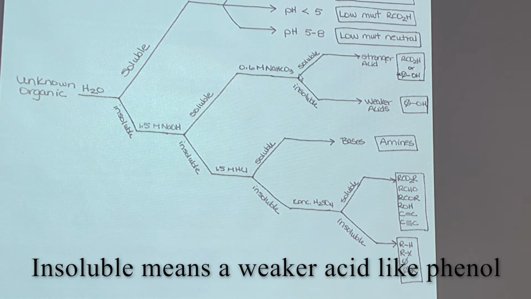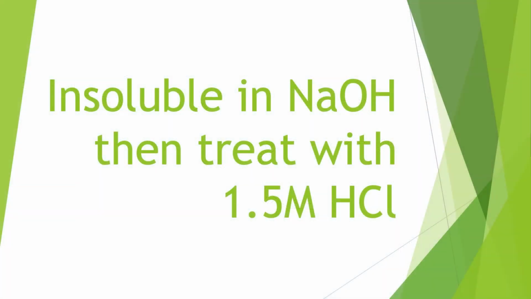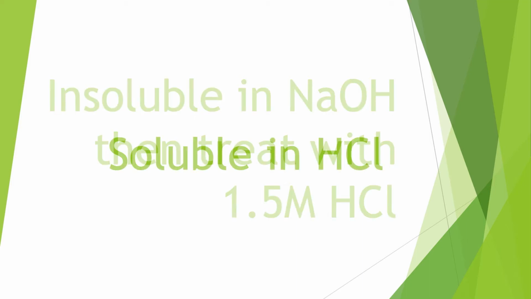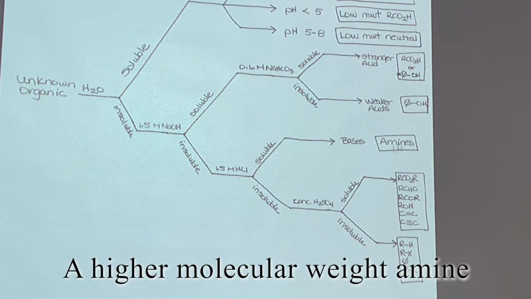So if it happens to be insoluble, then most likely I would have some type of phenolic group. If it is insoluble in the sodium hydroxide, then I'll take another sample and treat it with 1.5 molar HCl. If that happens to be soluble, then I'm thinking that is a base, because we know bases like to interact with acids. And then that would be an amine. The difference here between what we see above is that this is a larger amine, where the number of carbon atoms in that structure dramatically reduces the solubility.